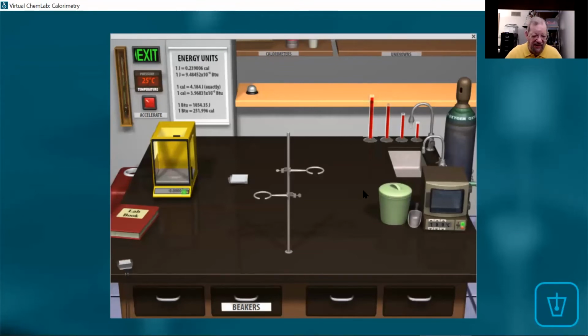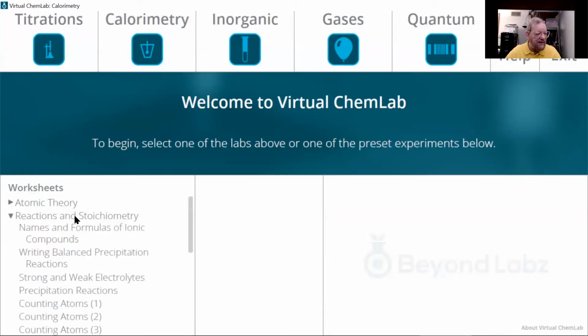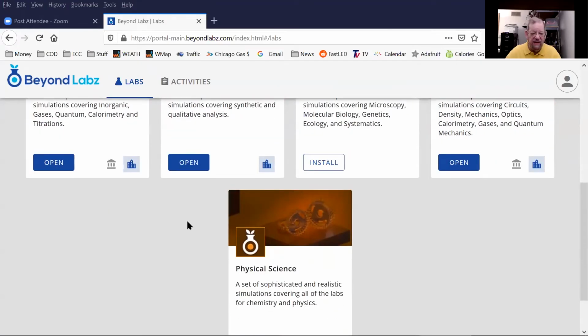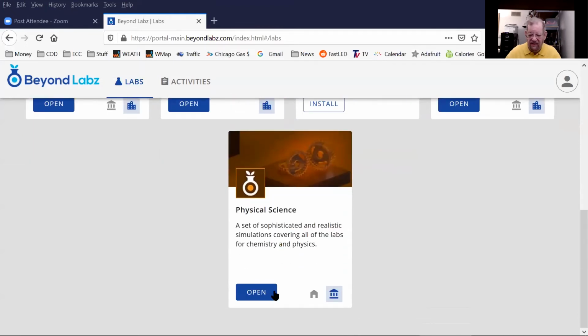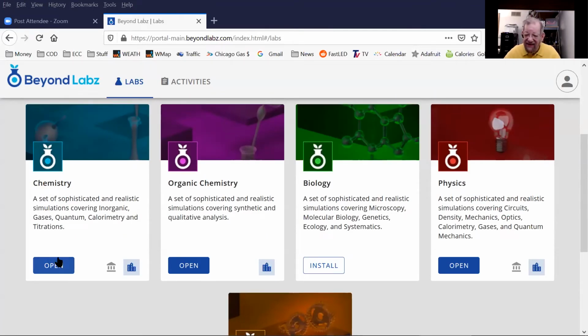And here, this is one of the calorimeter labs. And yeah, you could do it, but where's the calorimeter? Ah, did I pick the wrong one? Hold on. Oh, thank you. I missed it. Thank you very much, Gabrielle. Let's do that again.